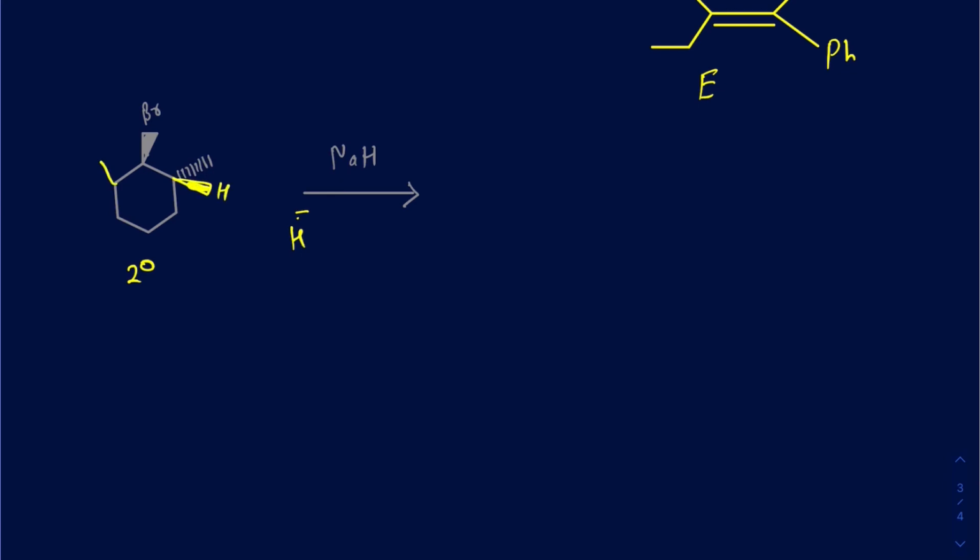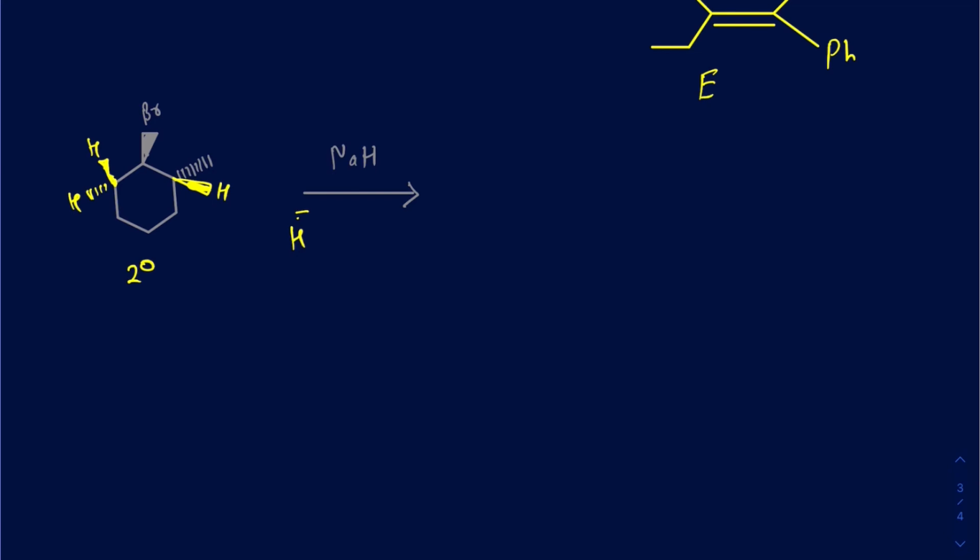And I got two other beta protons that are going to be right here, one coming out of the page on the left carbon and one going back into the page. Now you can clearly see that your bromine is actually coming out of the page. So to make this hydrogen anti to the bromine, it must be going back into the page.